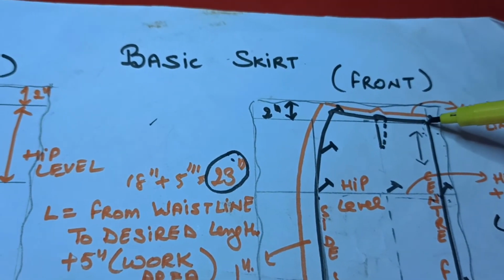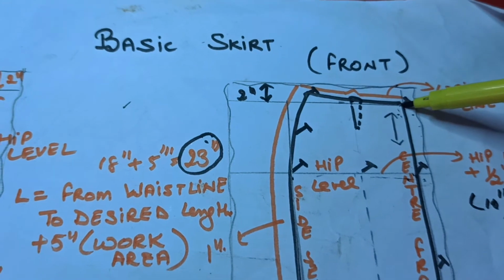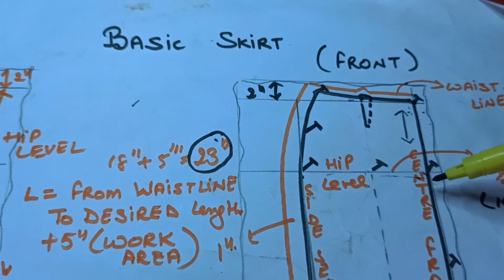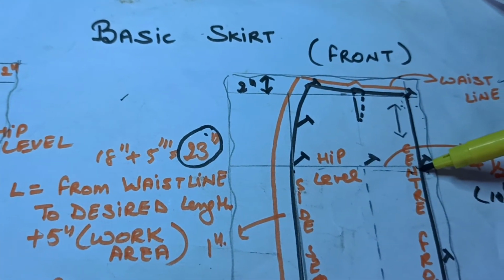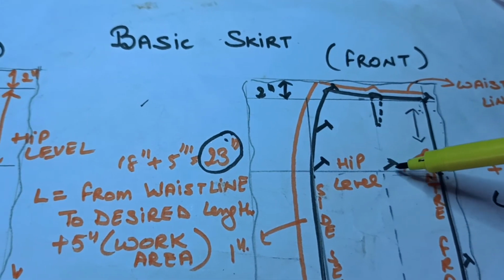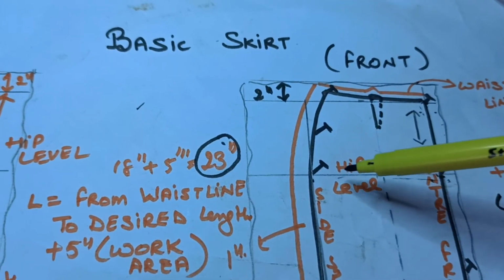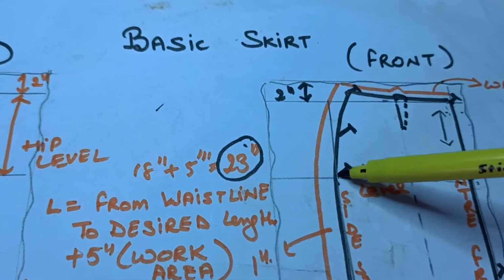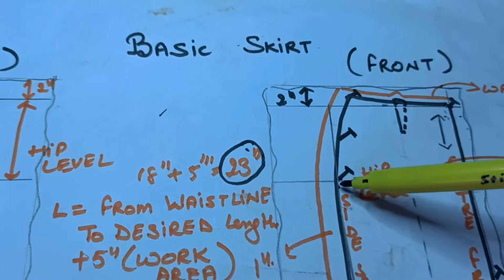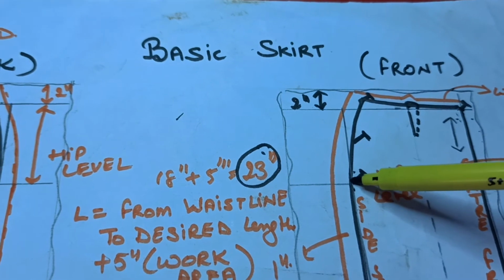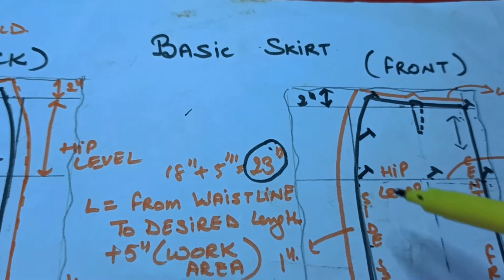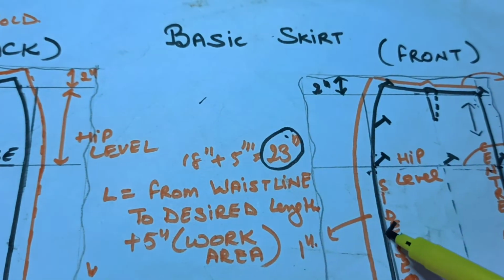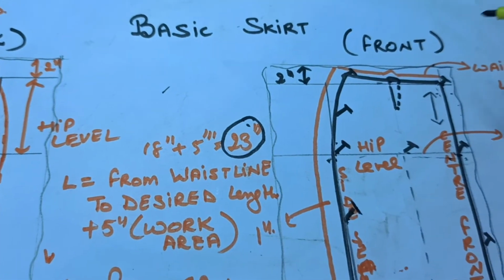First pin आप लगाएंगे at the waistline, center front waistline. Second pin at the hip level, center front hip level. Third pin आप hip level को straight करते हुए, बिल्कुल grain line straight रखते हुए आप hip level पे 2 pins करेंगे. Then you will be pinning up the side seam. एक pin आपने इधर लगाया और एक इधर लगा देना side seam पर.